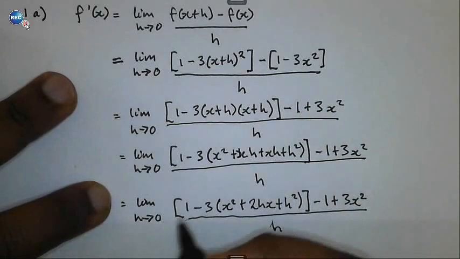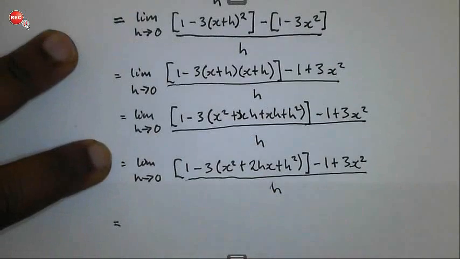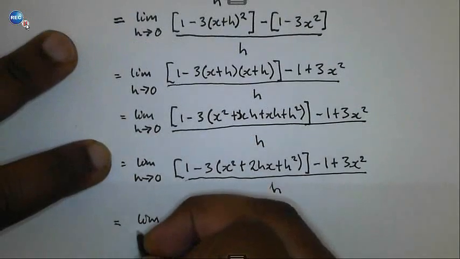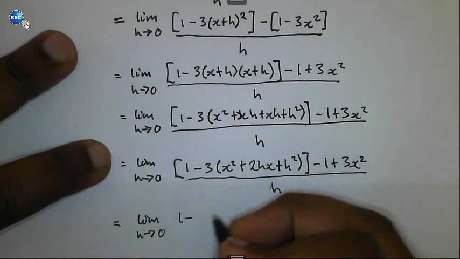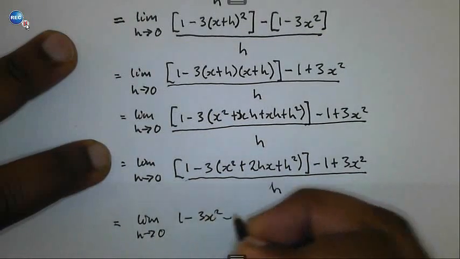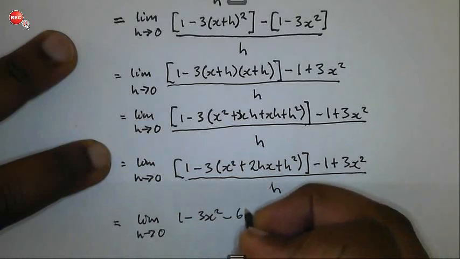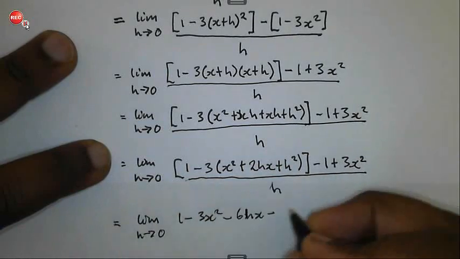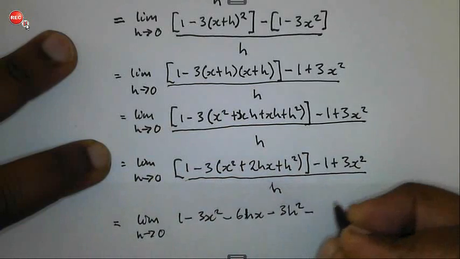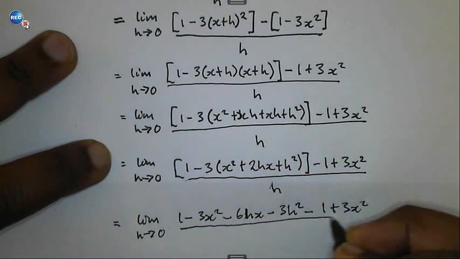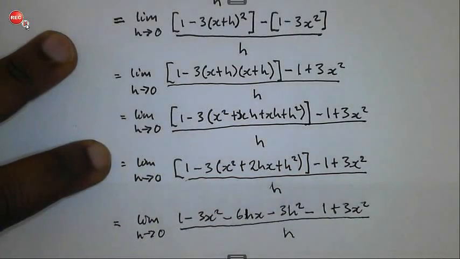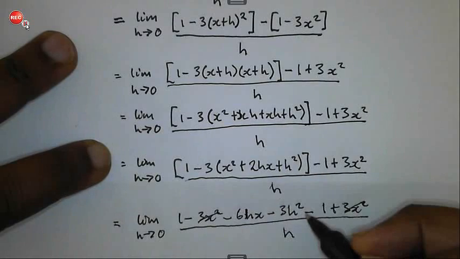Obviously now we need to remove our brackets so that we can simplify the whole thing. So that's the limit as h approaches 0 of 1 minus, now we're going to multiply in there, 3x squared minus 3 times 2, that's 6hx, 3h squared minus 1 plus 3x squared. All of this is over h. Like terms: negative 3 squared, 3 squares are going to simplify to naught. 1 minus 1 is going to turn to naught.